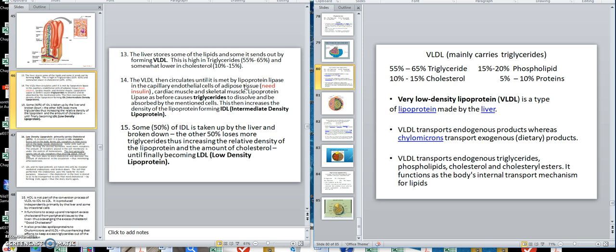Okay. All right. Now, I brought up need insulin. We won't get into that. All right.